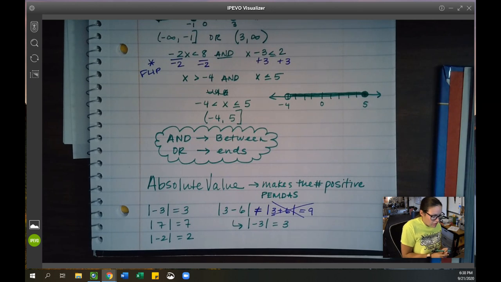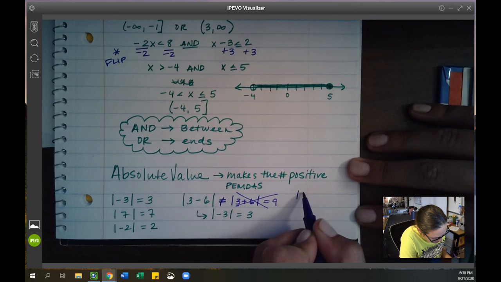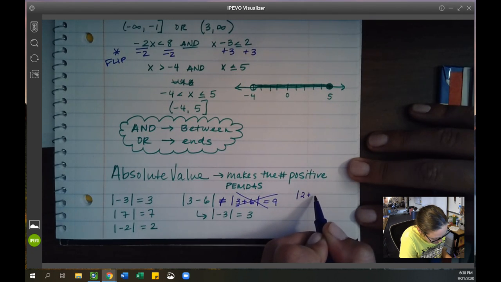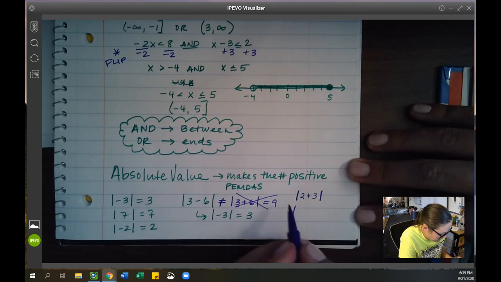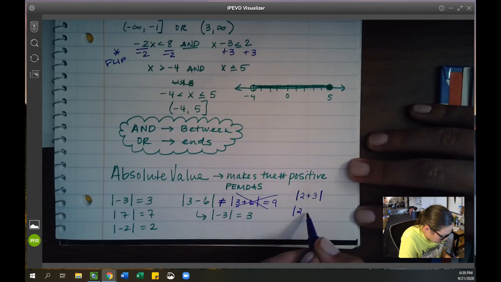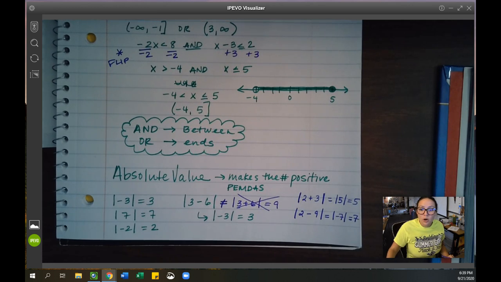All right. I'm going to give you just a couple simple ones to try just to get the hang of it. Let's say I have 2 plus the absolute value of 2 plus 3 and the absolute value of 2 minus 9. All right, pause the video real quick. Give those two a try. Hopefully you were able to simplify those correctly and get 5 and 7.